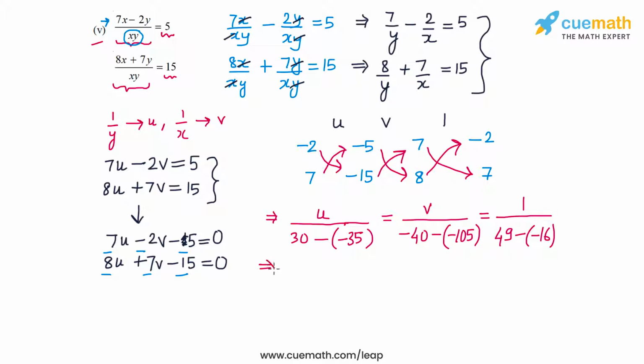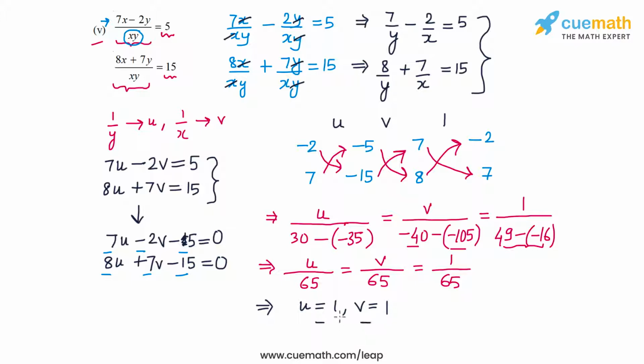So let's simplify this. So we will get u by 30 plus 35, so that's 65, equal to v by minus 40 plus 105, so that's 65 again, and then we have 1 by 49 plus 16, so that's 65 again. And from here we can immediately arrive at the values of u and v. U is equal to 1 and v is equal to 1. So now we have the values of u and v. From here we can find the values of x and y.